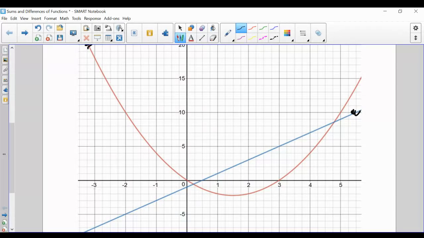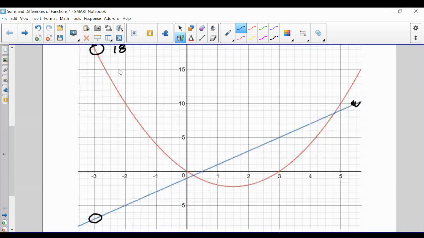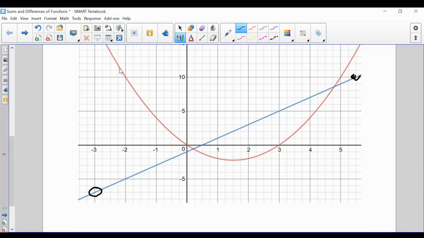At minus 3, I have 2 different y values. I have this y value here, and I have that y value there. Those are the 2 different y values. The first y value is up here at 15, 16, 17, this is 18. The second y value down here looks like minus 7. All right, those are my 2 y values.